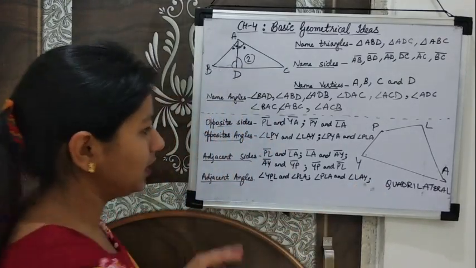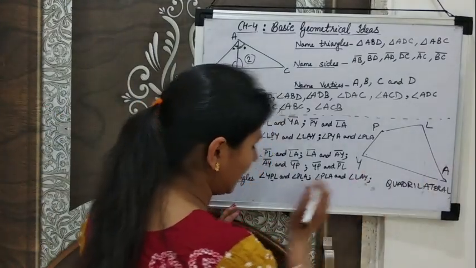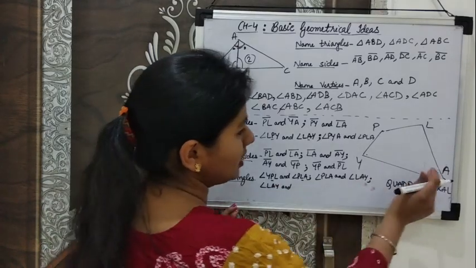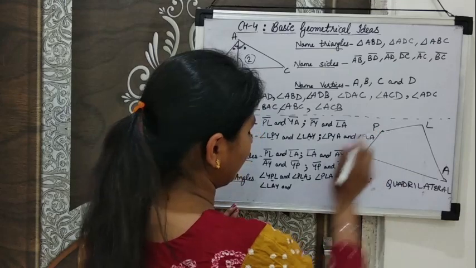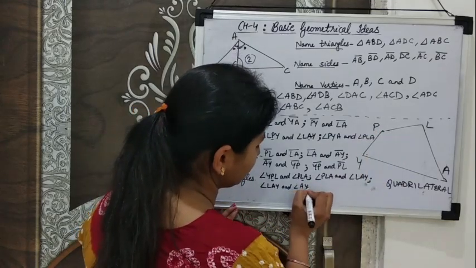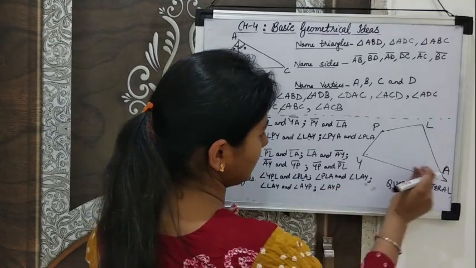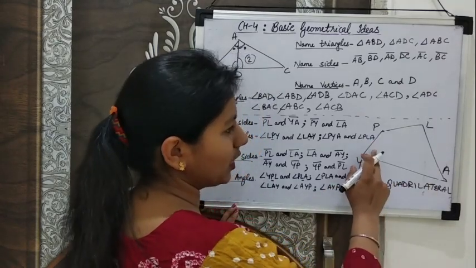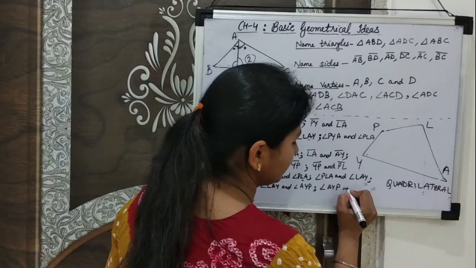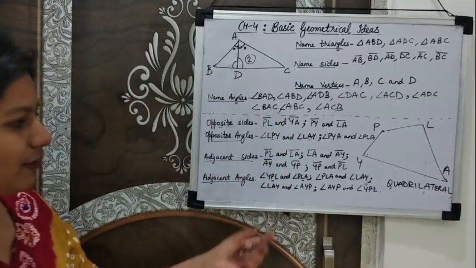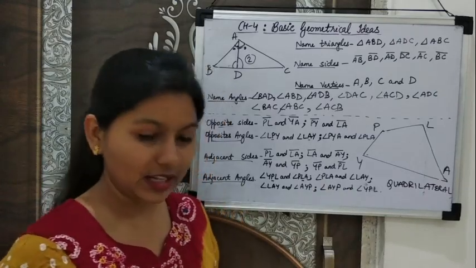2 pairs we have written. Now take angle LAY. This is adjacent to angle AYP, and angle AYP is adjacent to angle YPL. So in this way I have written 4 pairs of adjacent angles also.